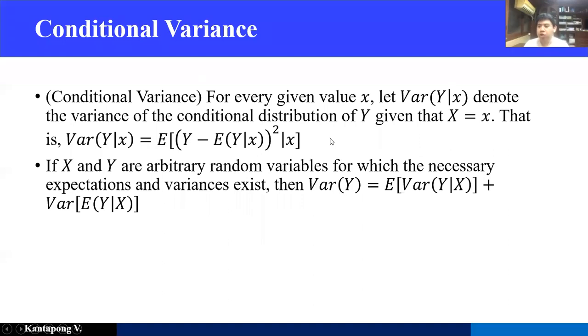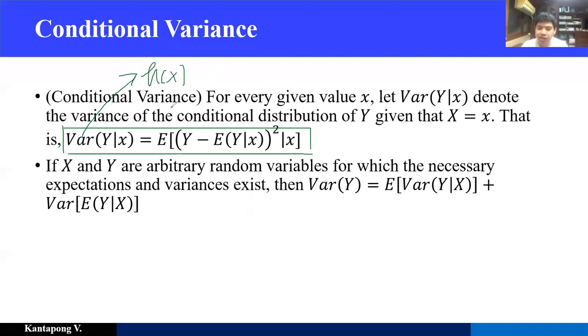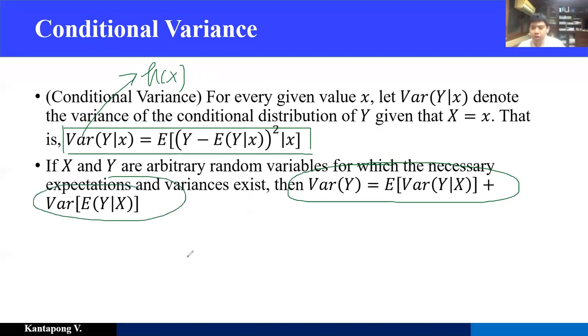So we talked about the conditional expectation. Now we talk about the conditional variance, that is, the variance of y given x. It is very similar to the conditional expectation here, and it is a function of x. And we have this identity. This identity is not difficult to prove, but we are not going to prove it here because it's a little bit messy, but we can prove it.